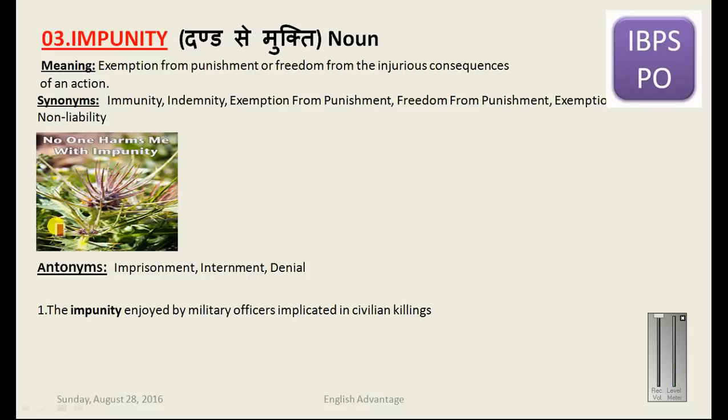Now let us look at the example sentence for this word. The impunity enjoyed by the military officers implicated in civilian killings. Okay, so this impunity is enjoyed by military officers since they are involved in civilian killings, but they are free from punishment. So this is what the sentence means. Now let us look at the next sentence.